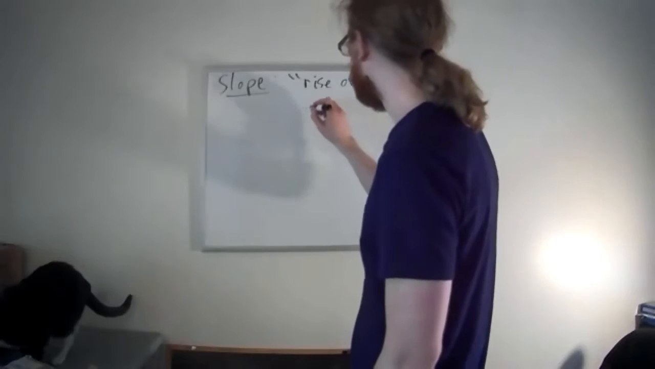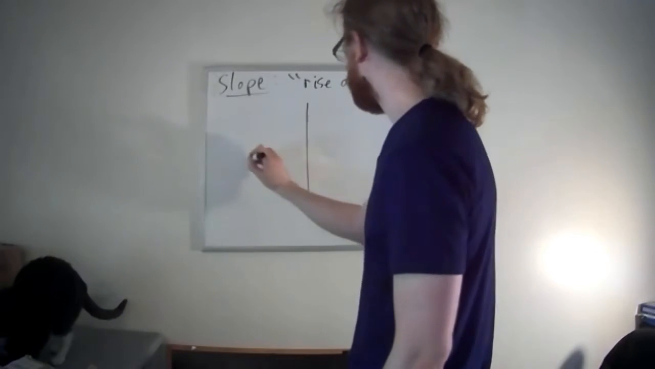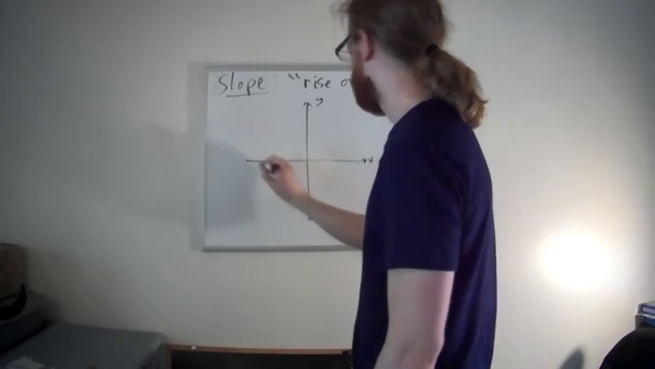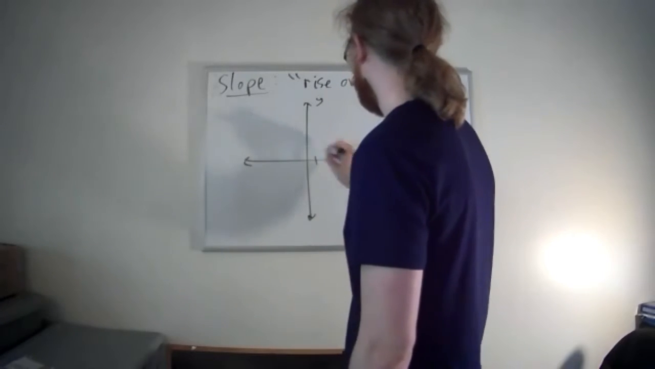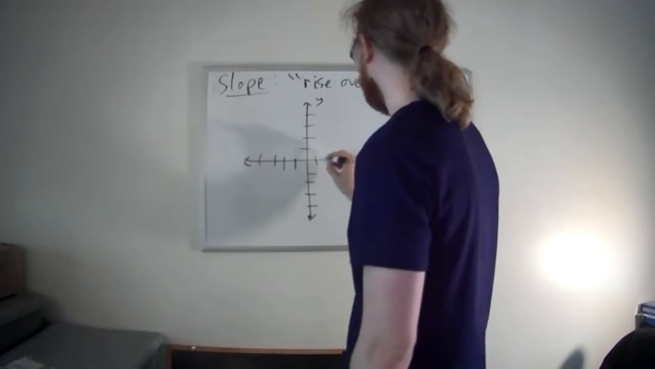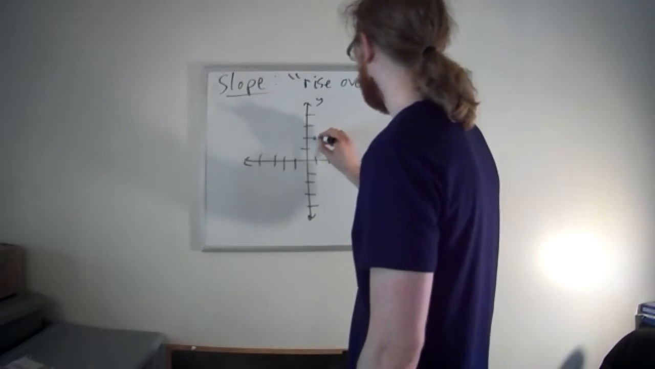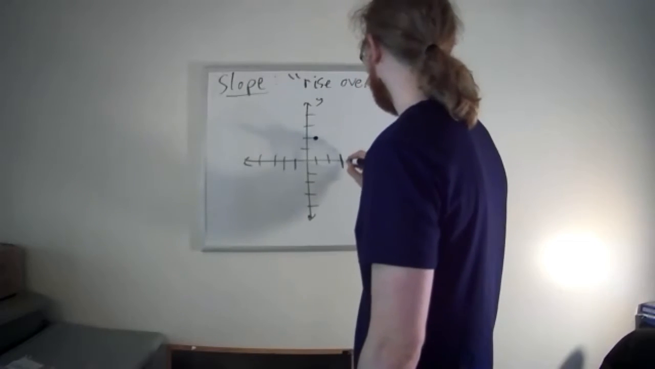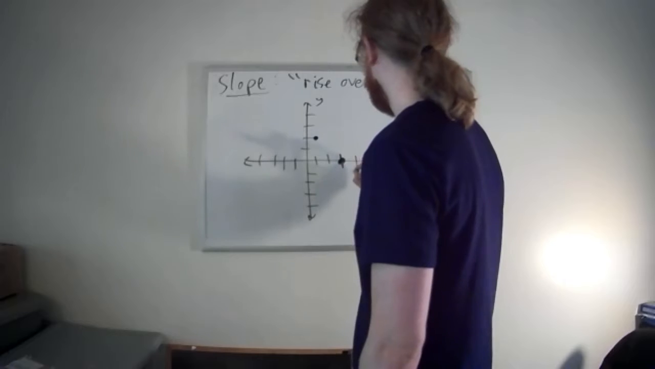If I give you a line, let's draw some more coordinate axes here. I'll just plot some points. And then we will see, I don't know, 1, 2. That's fine.